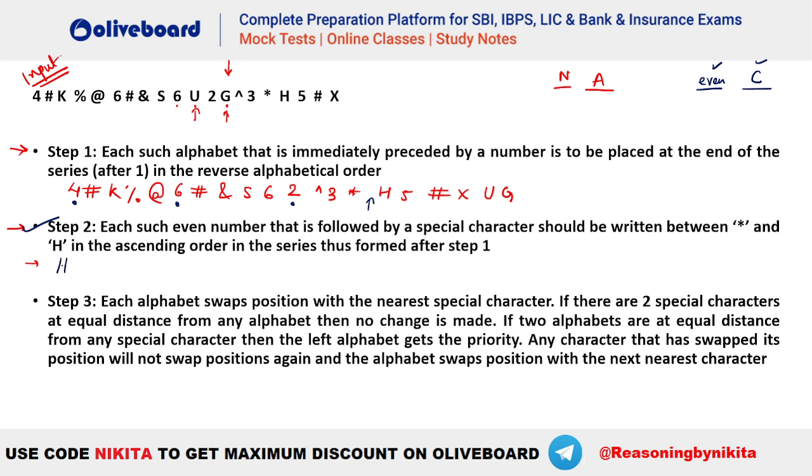So what will be the output here? You can see hash K percentage at the rate hash again. Then we have ampersand. Then we have S6. Then we have a cap here. Then we have 3. Then we have asterisk. Then we will write it down in the increasing order, that is 2. Then your 4 and then your 6. After that again asterisk, we will have your H here, 5 here, hash here, X here, U and G, right?